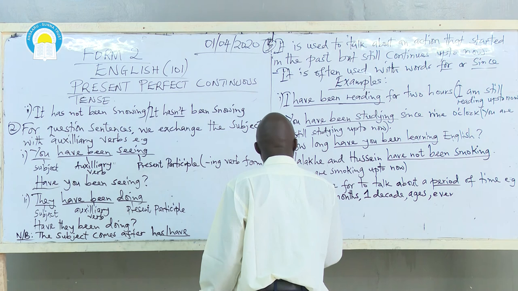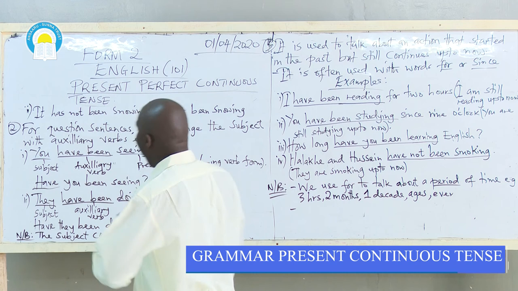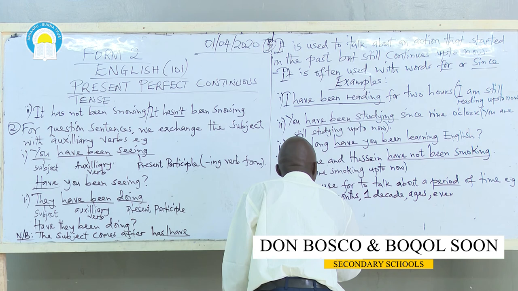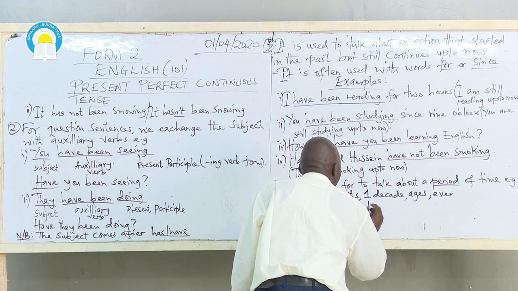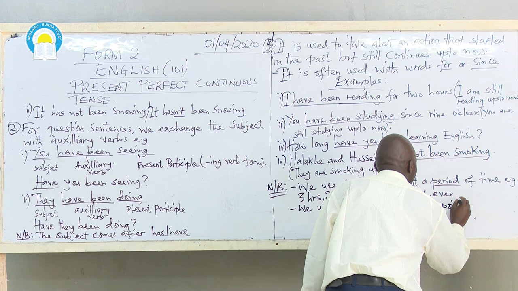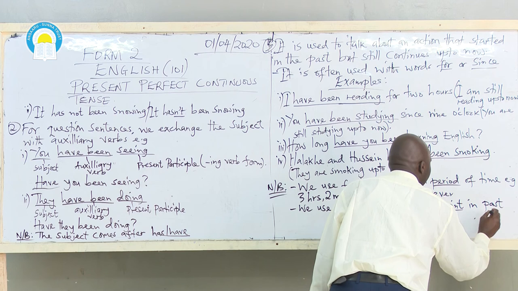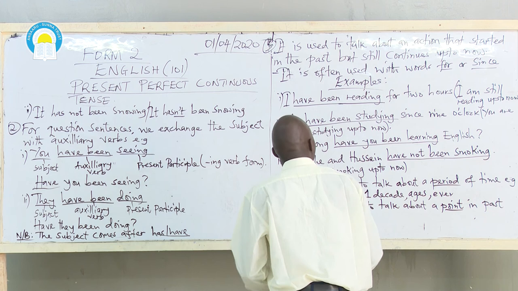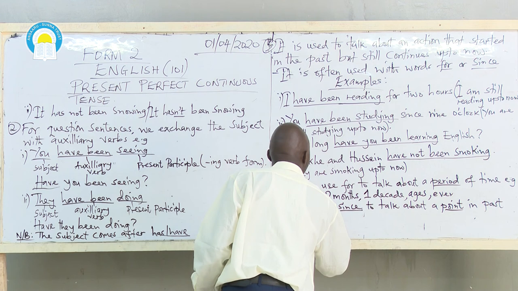Then what makes this different from since? So we use since to talk about a point in past time. We use since to talk about a point in past tense. So you look at these examples of since, we use the since, there must be a point. You have to be very specific. You are talking about a certain point.